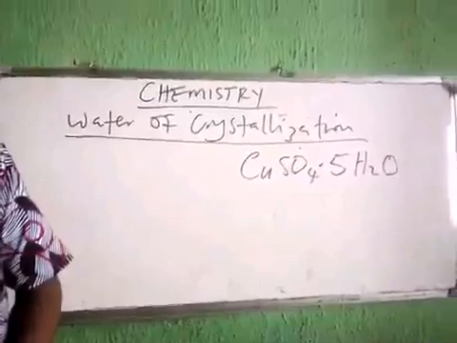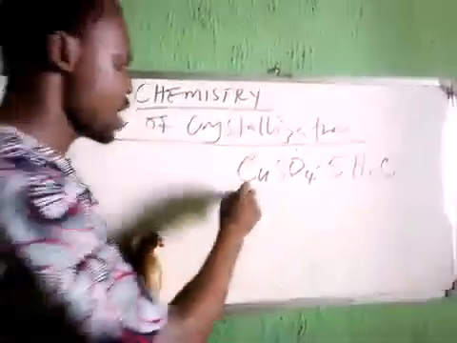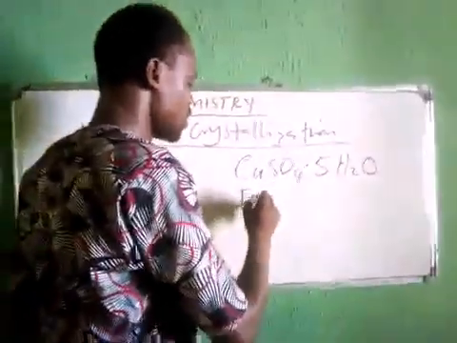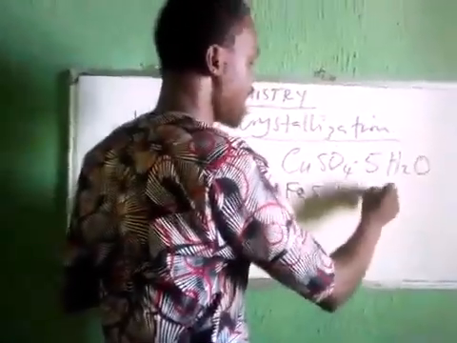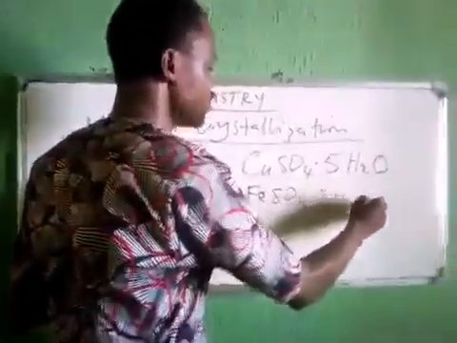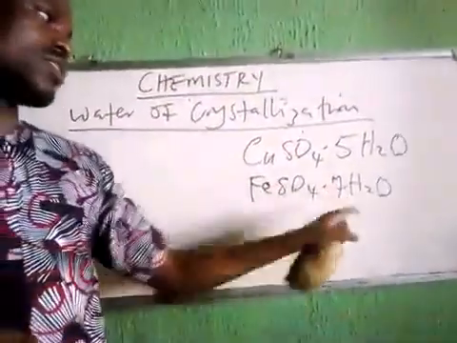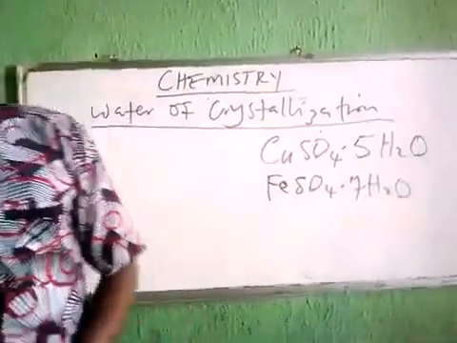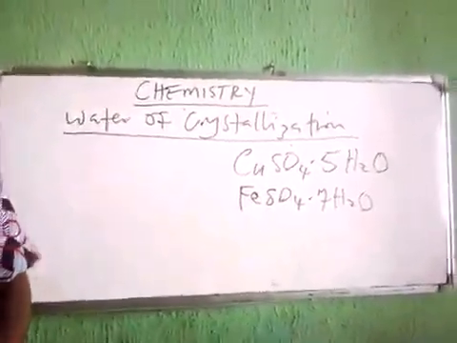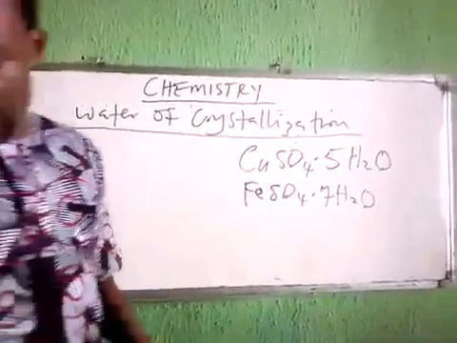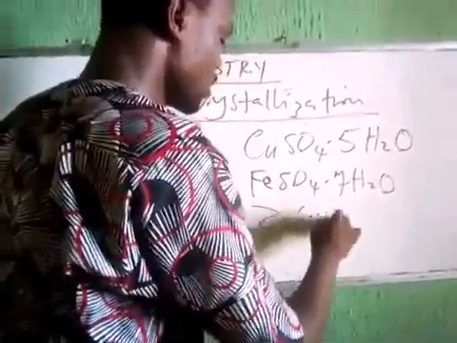Another good example is iron(II) sulfate heptahydrate. It's a hydrated salt. It contains water of crystallization. You can see that the water of crystallization there is 7. Then we also have others like zinc nitrate.